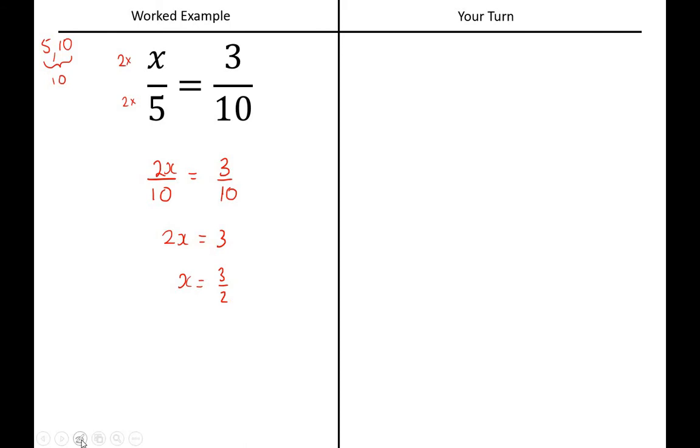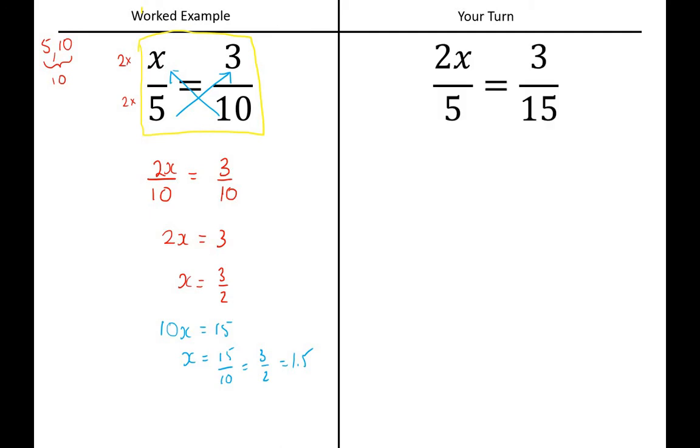The shortcut is not as neat this time. Cross multiply. So the 5 goes to the top right and the 10 goes to the top left. And if we do that, we get 10x is equal to 15, which means x is 15 over 10, which simplifies to be 3 over 2, or 1.5. So it still works, and it's still pretty quick, but less pretty. Your turn.